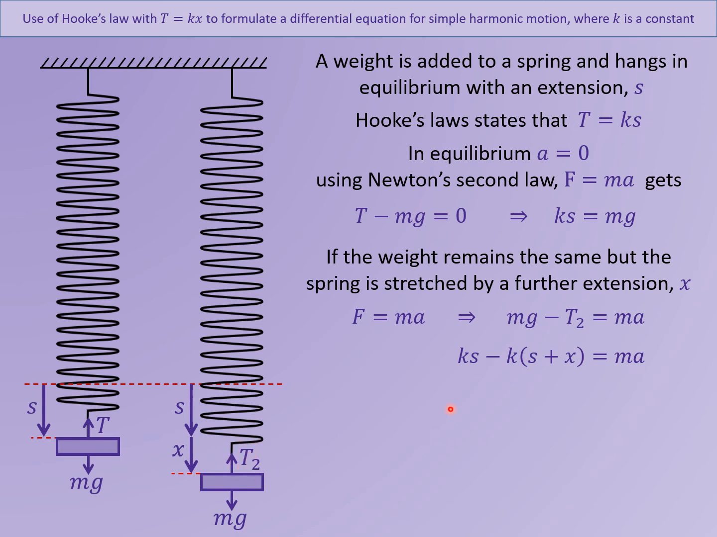Okay, I can use Hooke's law there, and I could use this bit because of Hooke's law earlier on. So I end up with that equation. What does that tell me then? Well, after that and that cancel out, I end up with minus kx equals mass times acceleration. That leads to this result just here: m times the second derivative equals minus kx.